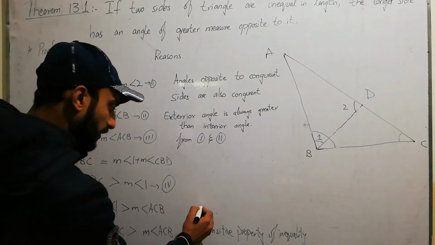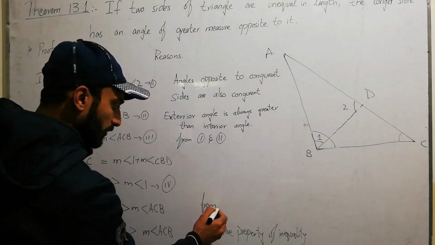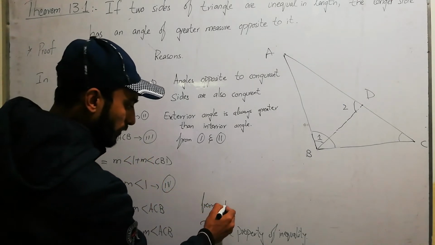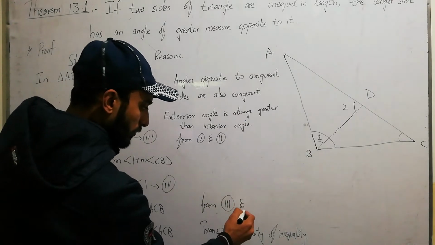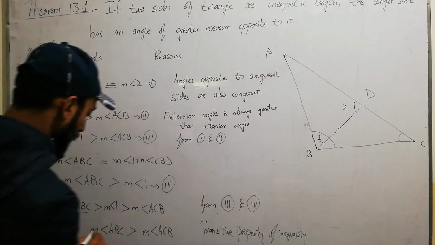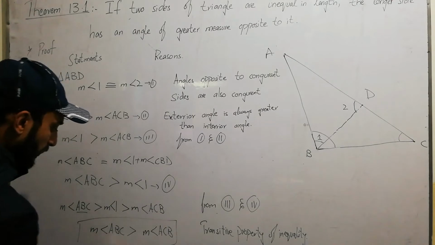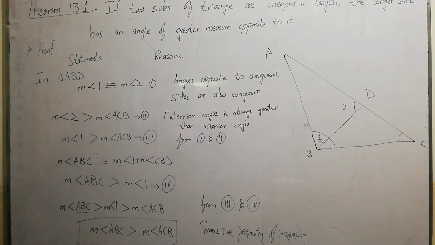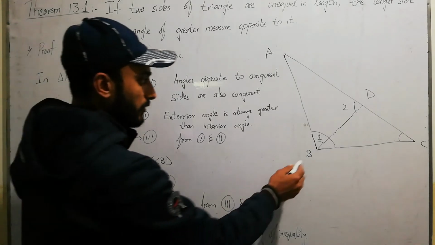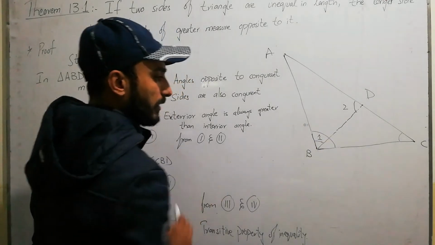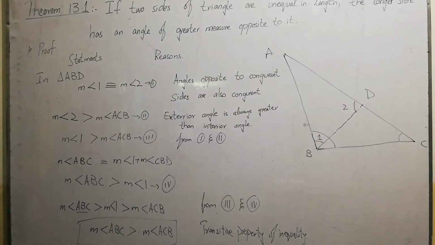Here we can write from 3 and 4, because this comes from equation number 3 and 4. This is our proof that measurement of angle ABC is greater than measurement of angle ACB. This shows that the larger side has an angle of greater measurement opposite to it.